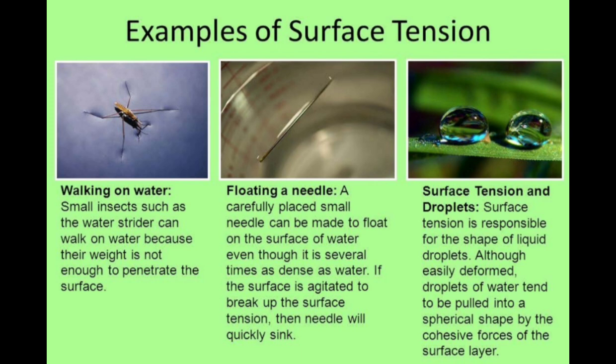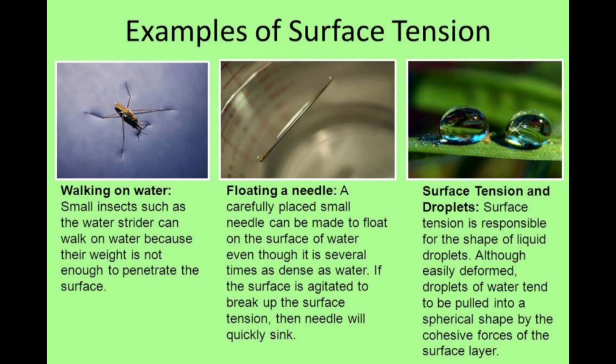Small insects such as the water strider can walk on water because their weight is not enough to penetrate the surface. Floating a needle: a carefully placed small needle can be made to float on the surface of water even though it is several times as dense as water. If the surface is agitated to break up the surface tension, then the needle will quickly sink.